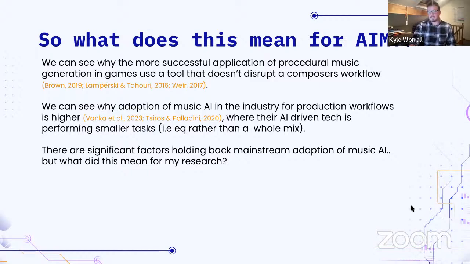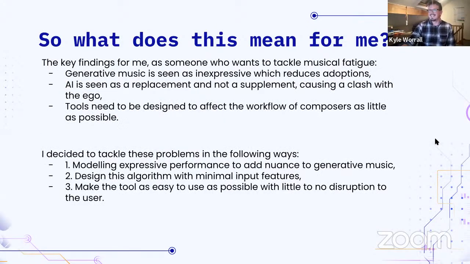And then I was kind of like, what does this mean for my research? Because this was the first study I did. And hopefully I'm doing okay for time. But what it meant for me was the key findings that I found interesting were generative music is seen as inexpressive, which reduces adoption because it has low performance expectancy. AI is seen as a replacement and not a supplement, causing clash with the ego. And then tools need to be designed to affect workflow composed as little as possible, which reduces effort expectancy.